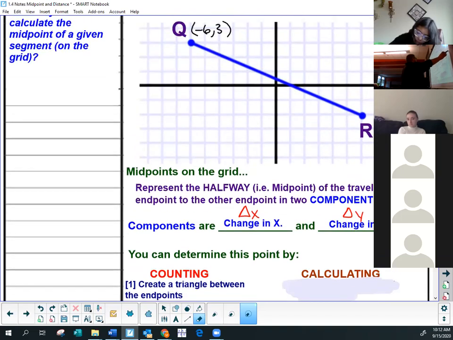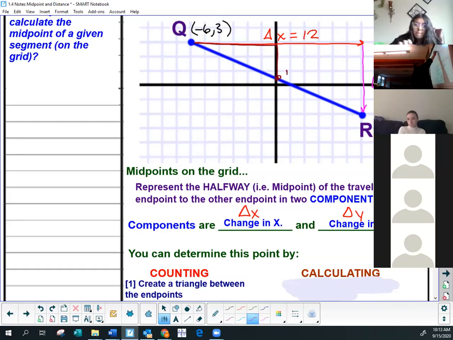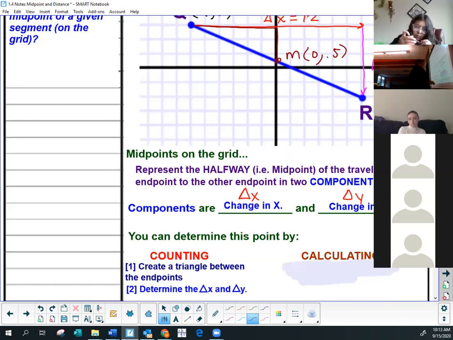I'm going to come back to this, guys. Just hold on. Let me just demonstrate again. Okay, and so if we know the whole delta x travel, change in x travel, is going to be 12, we just got to go half that distance. And if we know the whole delta y travel is -5, we just got to go half that distance. And so if we go over 6, down 2.5, we can get that midpoint. That's all we did. We just went half and half.